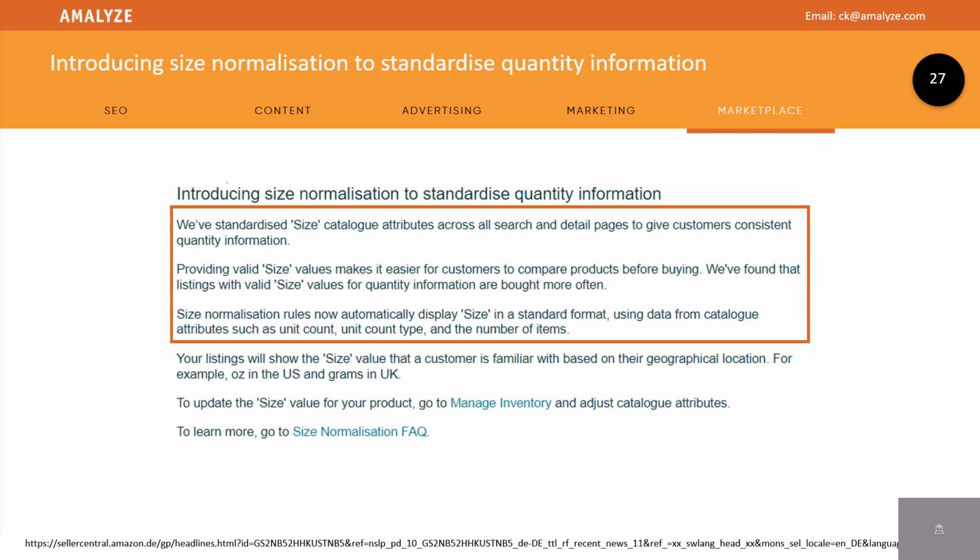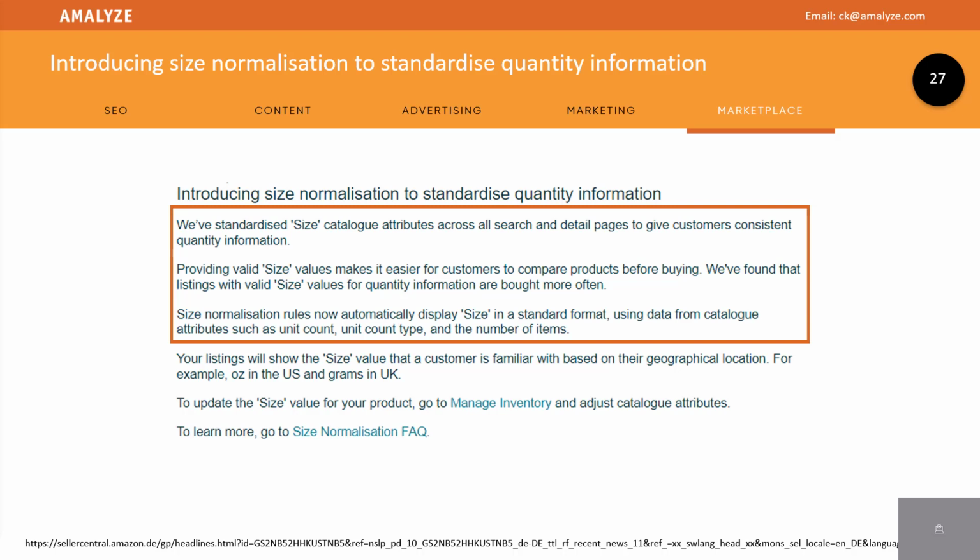Amazon is introducing size normalization to standardize quantity information, that is really cool. We have standardized size catalog attributes across all search and detail pages to give customers consistent quality information. Providing valid size values makes it easier for customers to compare products before buying. You will see that information directly in the SERP, directly under the title. That's really cool. We have found that listings with valid size values for quantity information are bought more often. Yeah, absolutely, of course, you know what you get.